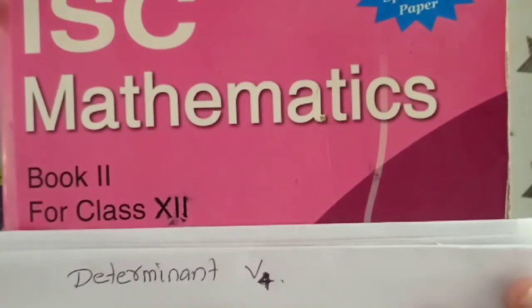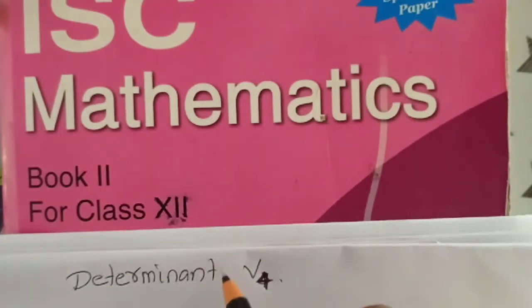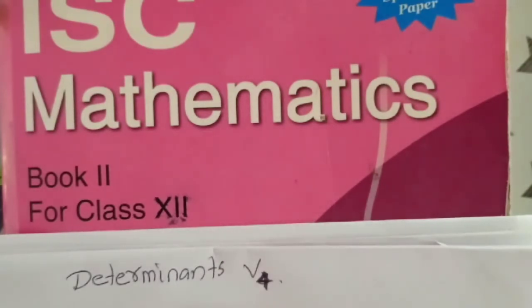Continuation of the chapter Determinants. Look here. Here we find the value of the determinant using the properties of determinants. Just revise those properties. What's the first property?